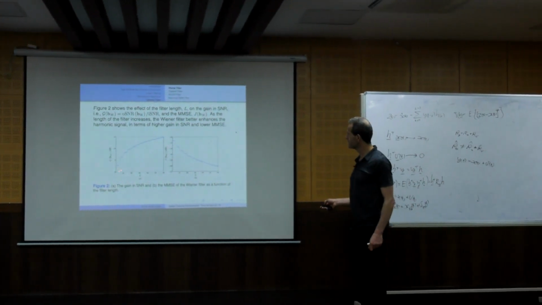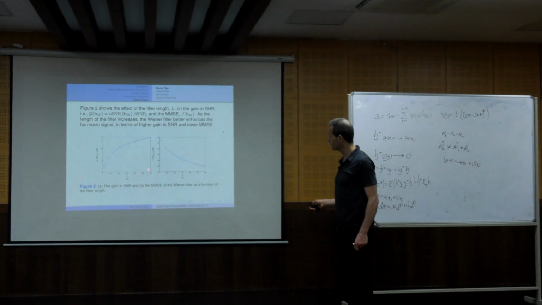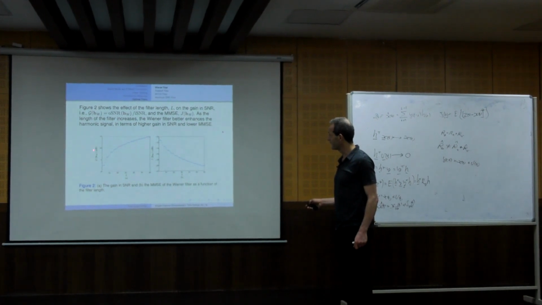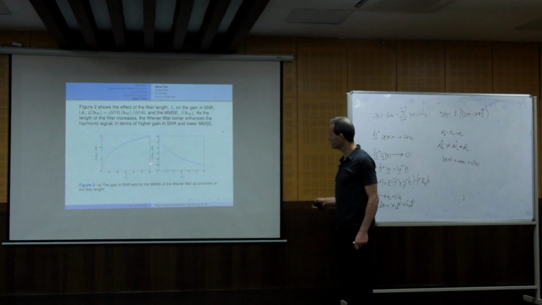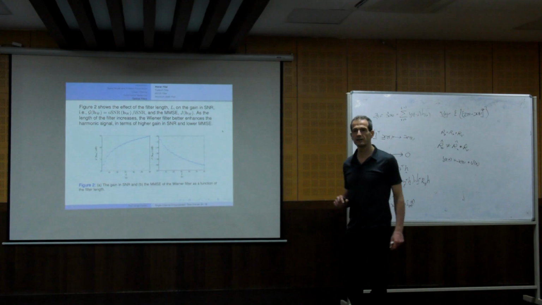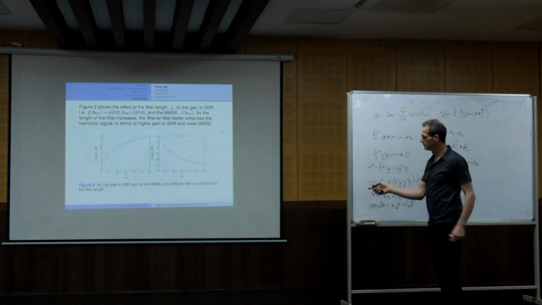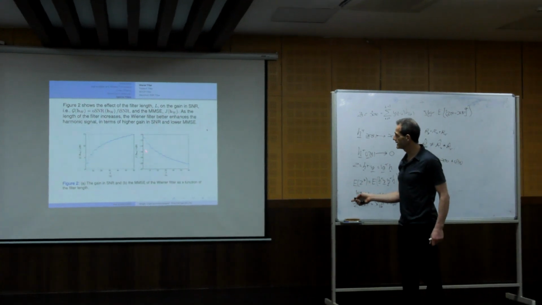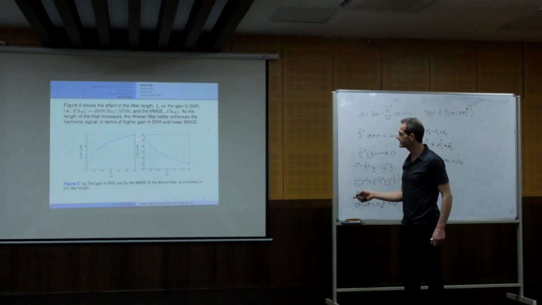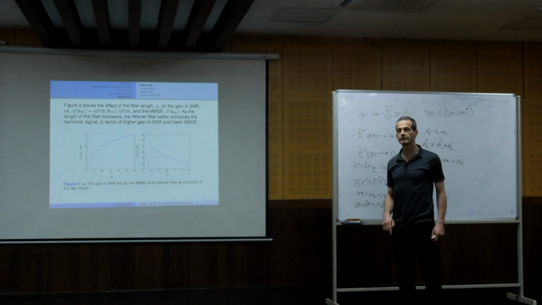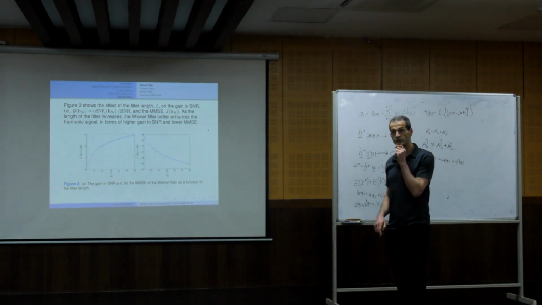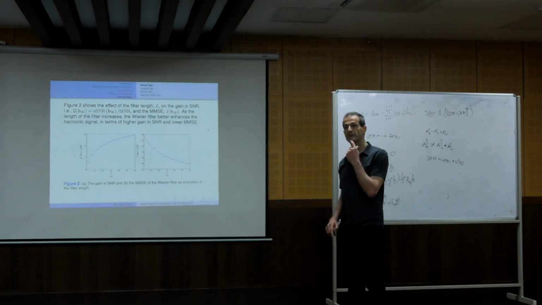What I see here is that if I increase the number of samples, I improve the SNR. And also the minimum mean squared error using the Wiener filter decreases. This is very nice. It means that the more samples I use, the more the mean squared error decreases and the gain in SNR increases. Which is interesting. Is it always true?